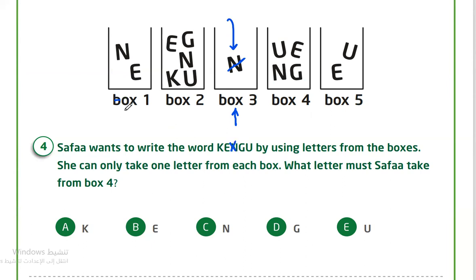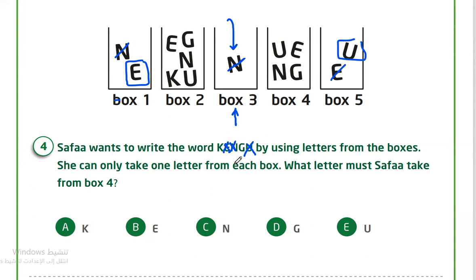Now we're going to think. I think we could take from box 5 first. No, it's box 1. Box 1 and box 2 both have N and E. So you go to box 1, because N is gone. So we choose E from box 1, and we cancel E. Then we will go to box number 5 and take U, because the others are cancelled.